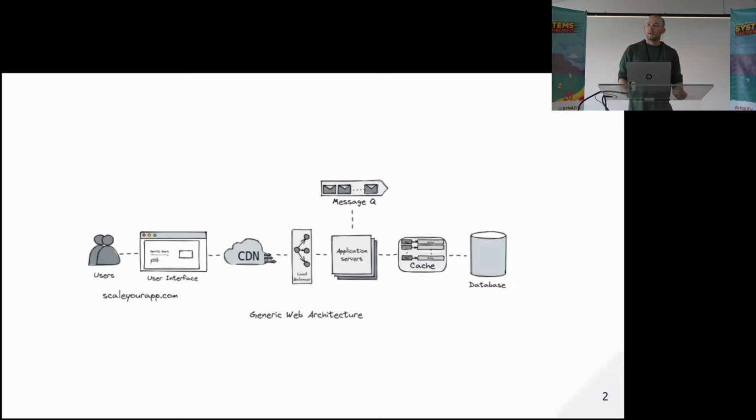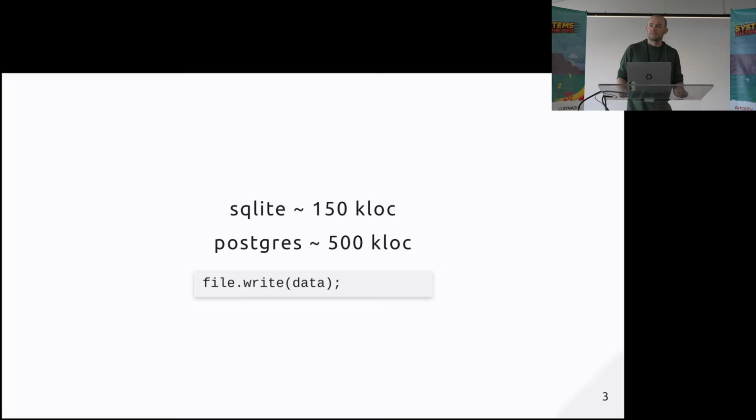Another lens: it's kind of hard to measure the size of big projects, but SQLite, as best I can tell, is about 150,000 lines of code, and Postgres is between 500,000. I've seen some people say 1.3 million lines of code. And so why are they so complicated? What are they doing? Why is a database not just write the data to a file?